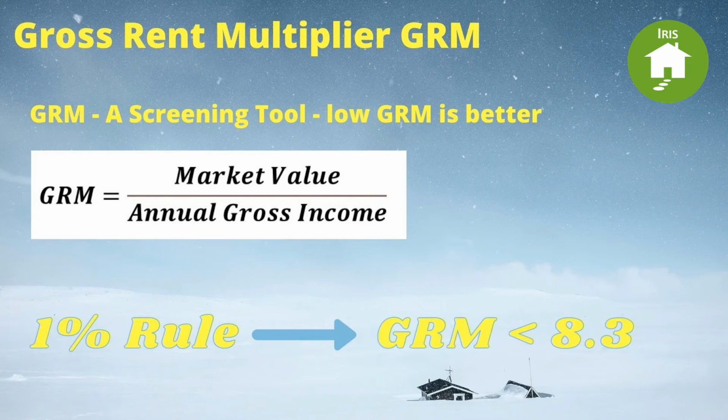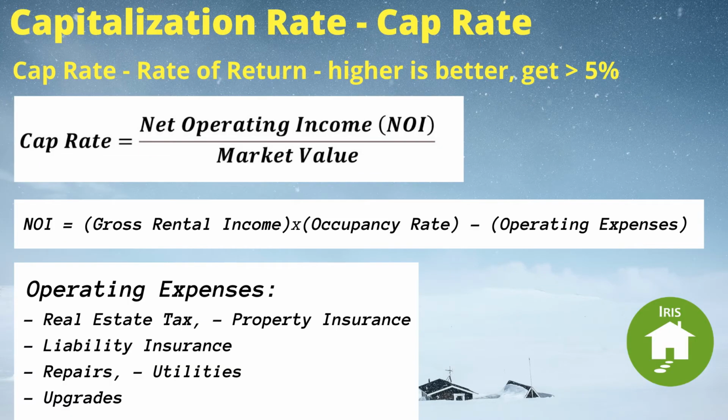So if the GRM number looks good, let's look at the capitalization rate, the cap rate. The cap rate measures the rate of return based on the net operating income. Well, that means what you can bring in minus all your expenses. Cap rate equals net operating income divided by the property's market value. So the higher the cap rate, the better. In my opinion, you need to get your cap rate higher than 5%. If you can get it higher than 8%, it's quite good.